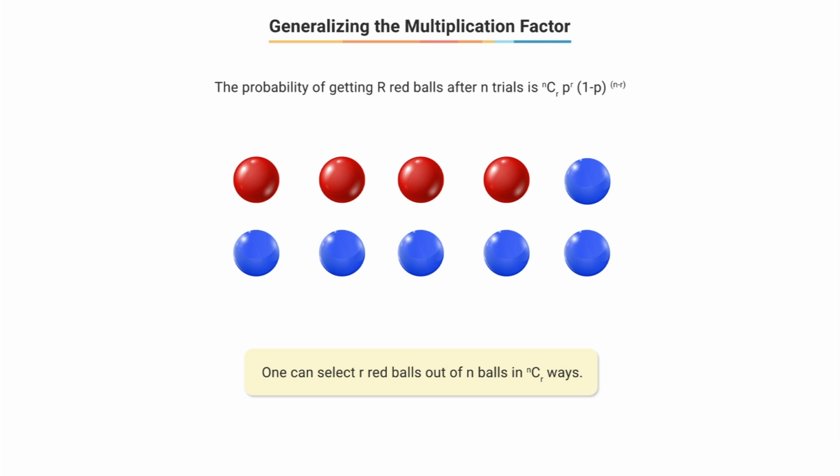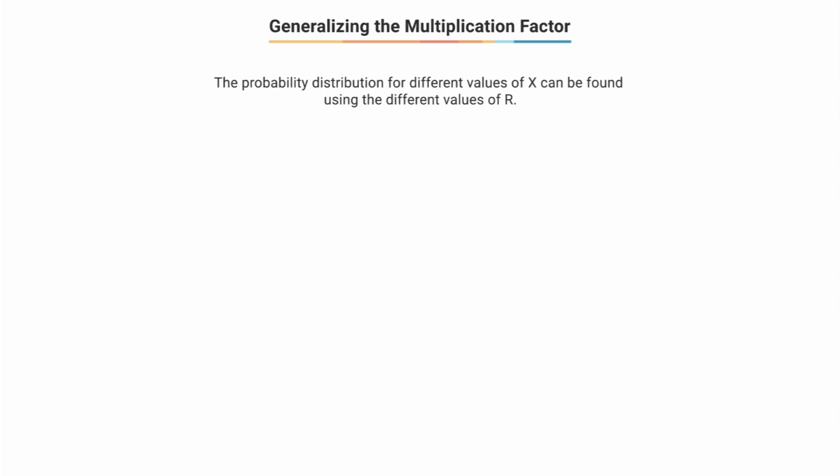Hence, the probability of getting r red balls after n trials is equal to nCr p to the power r into (1 minus p) to the power n minus r. Using this formula for each value of r, that is 0, 1, 2, 3 till n, we can find the probability distribution of our random variable x.